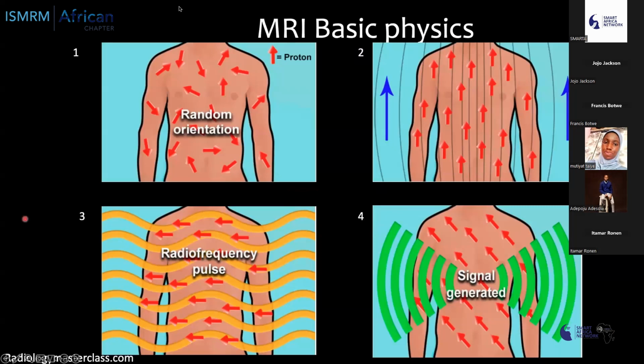So a T1 signal will relate to the speed of realignment of the magnetic field. The more quickly the protons realign, the greater the T1 signal will be. And the T2 relates to the speed of the protons in dephasing. The slower the dephasing, the greater the T2 signal will be. So this is just a very basic explanation for the MRI images and how they are produced.